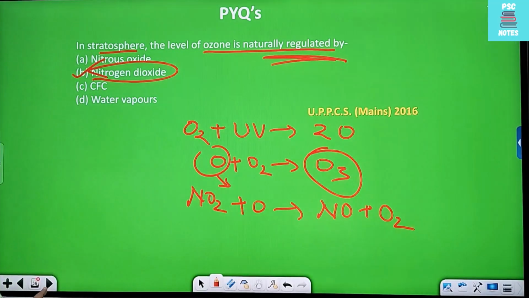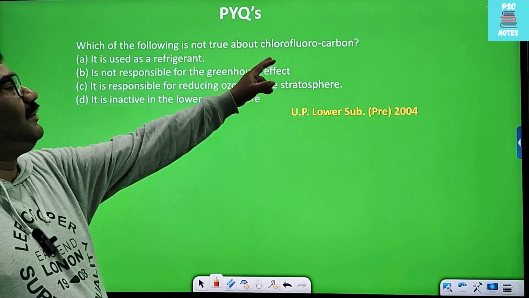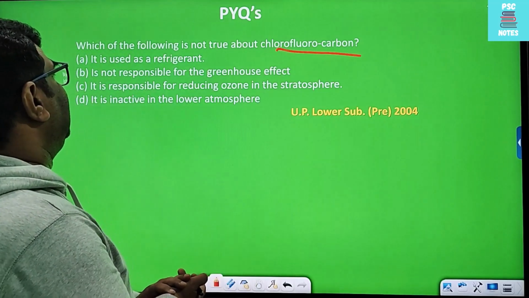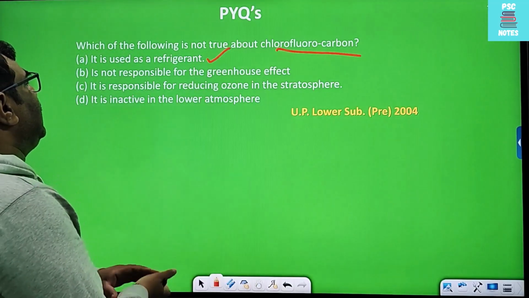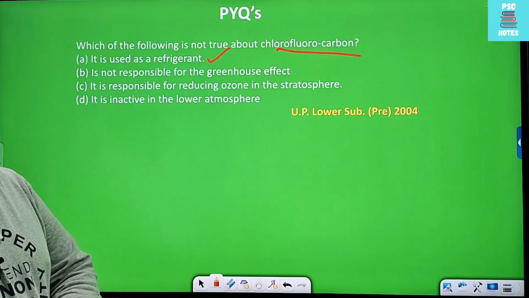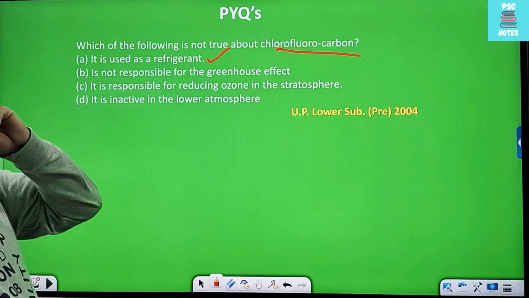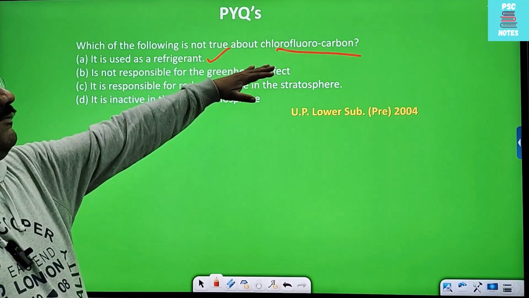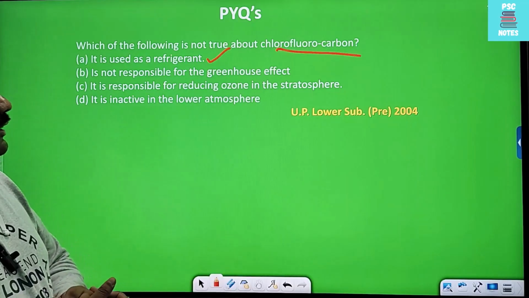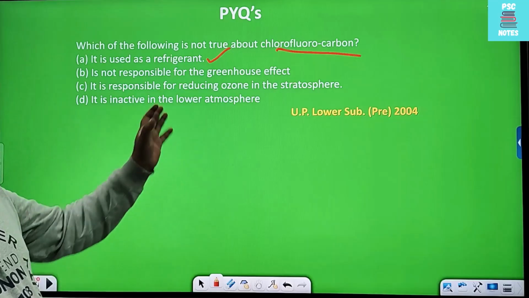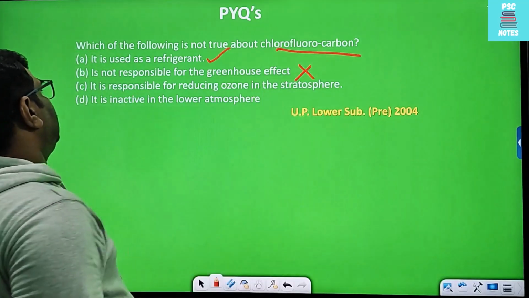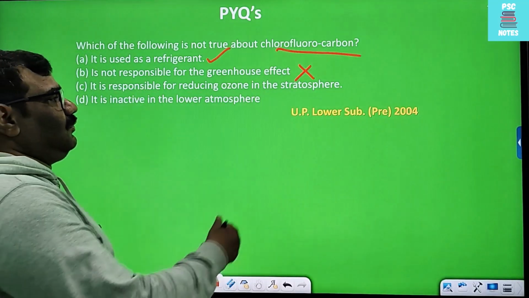Now coming to the next question: which of the following is not true about chlorofluorocarbons? It is used as a refrigerant. It is not responsible for the greenhouse effect. See, chlorofluorocarbons do have a little bit of greenhouse effect, particularly at the tropospheric level, but in the stratosphere the greenhouse effect is very low. And further, it is responsible for reducing ozone in the stratosphere.